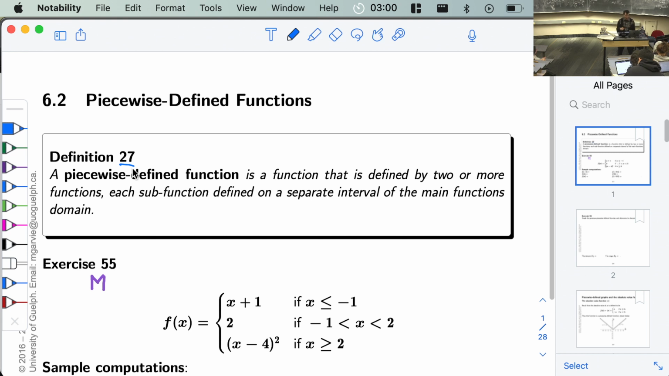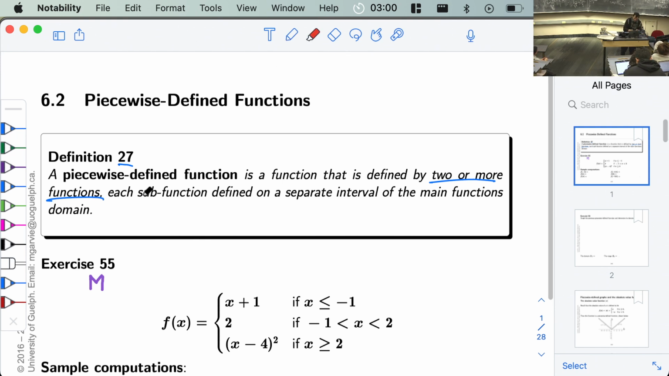A piecewise function is a function that is defined by two or more functions. So just like last time, we have more than one function and we're gluing them together to get a new function. And it's a little bit different than last time because each subfunction is defined on a separate interval of the main function's domain. Last time we were gluing functions together by taking an x value and feeding it through more than one function or adding the functions together. This time we are splitting up the domain. That's what I would say we are doing.